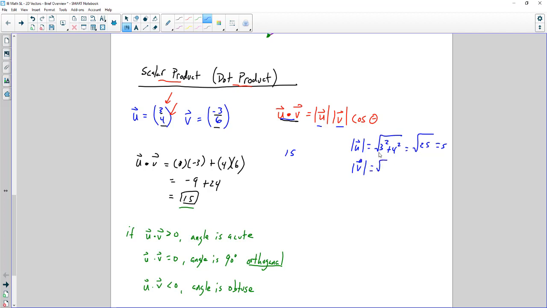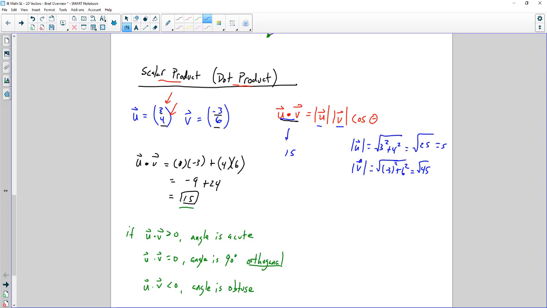This will be the square root of its components, this and this. This is going to be negative 3 squared plus 6 squared. That's going to give me 9 and 36, so this is going to be the square root of 45. Okay, so square root of 45, that's really not a perfect square, so we're just going to leave it as root 45. And then this is what we're going to find.